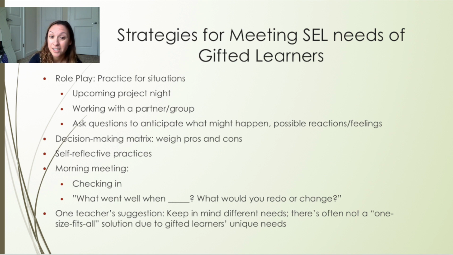Another strategy is a decision-making matrix, which I'll show you an example of on a future slide. In this decision-making matrix, students basically weigh the pros and cons of different decisions. This is something that is used in group work. So if you're working in a group or a partnership and two students are having difficulty reaching an agreement, again, we know one of those characteristics is they can be quite competitive and have strong ideas. This can help them break past getting stuck on one idea and move forward based on what's best for the group or what's best for the assignment.